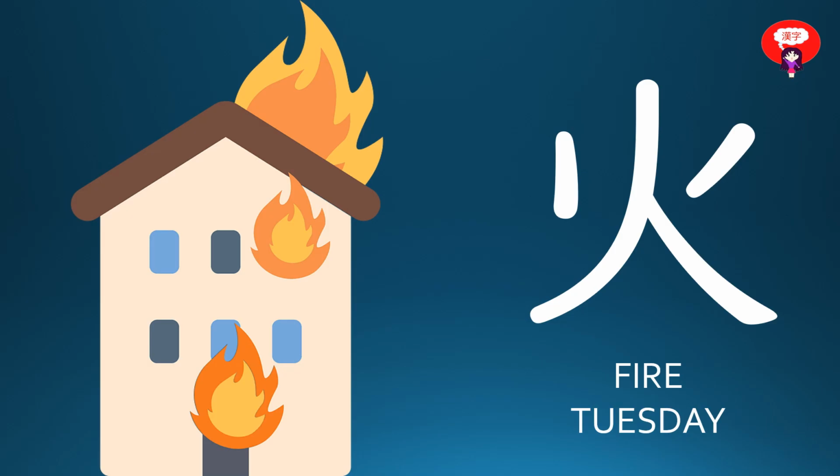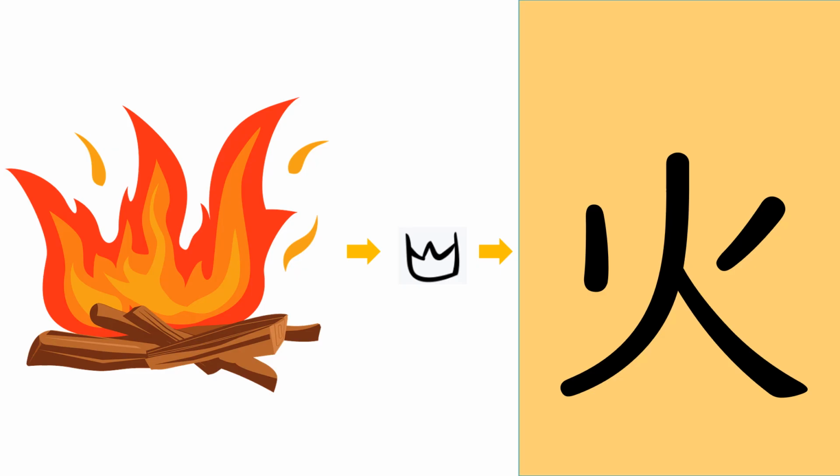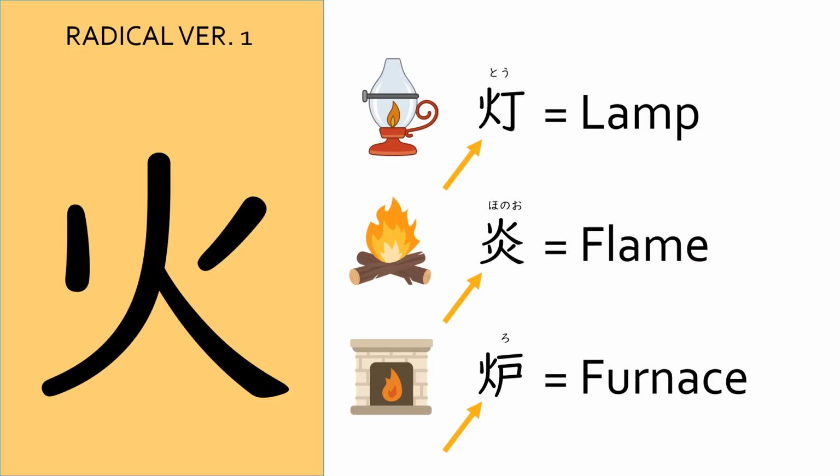We continue with fire or Tuesday. The kanji for fire was a representation of a fire burning with 3 peaks of flames. The kanji for fire has 2 different versions for radicals. The first one is the same as the kanji. We can see it in the words lamp, flame, and furnace.